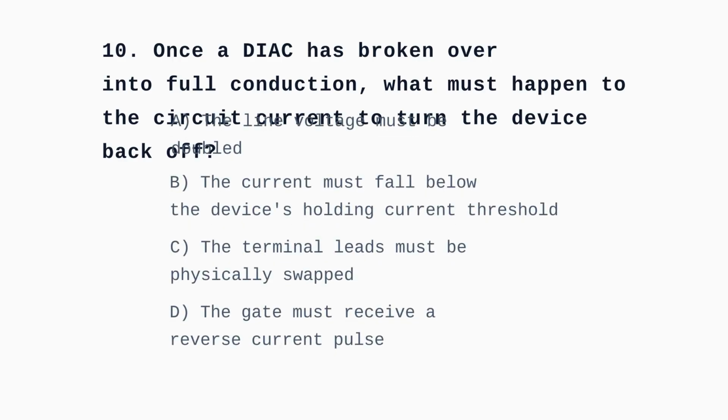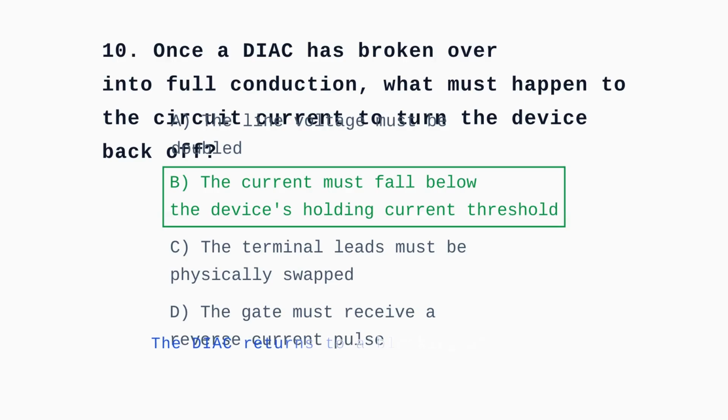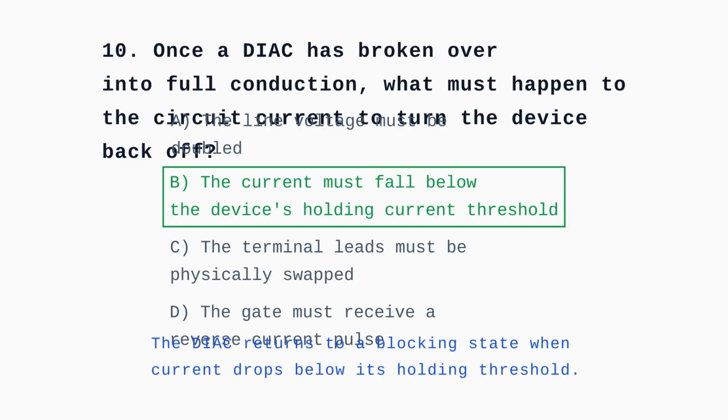Question 10. Once a DIAC has broken over into full conduction, what must happen to the circuit current to turn the device back off? Like all thyristor family switches, the DIAC turns off naturally when the main current path drops below its minimum holding value, such as at an AC zero crossing.